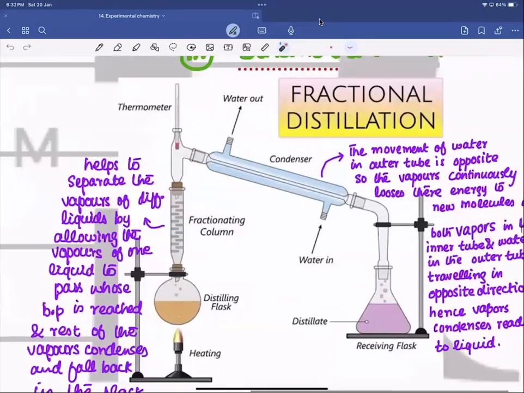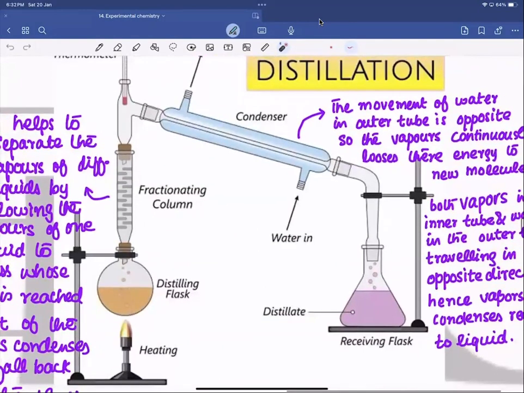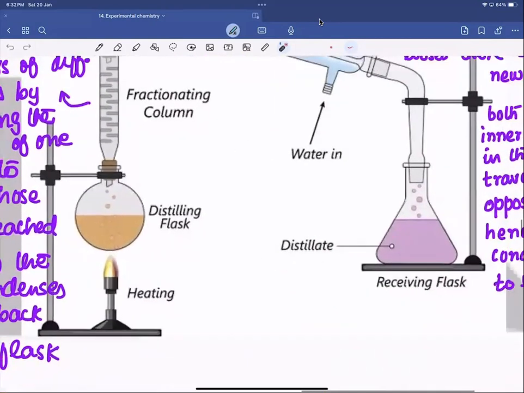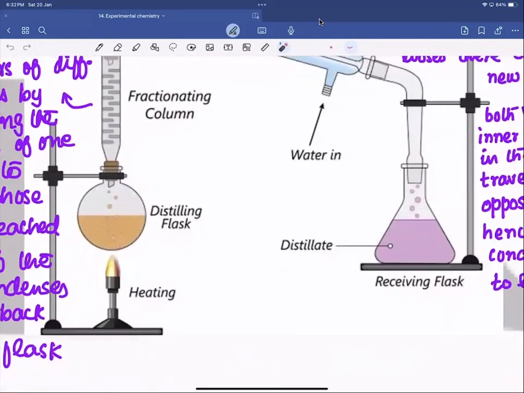Now have a look over here in the fractional distillation. What is the difference over here? Okay, when there are two liquids, right? Here we have two liquids. Now think: water boils at 100 degrees Celsius, but does water turn into gas below 100? Or yes? What will happen if water is over here? It also turns into gas by evaporation, right?